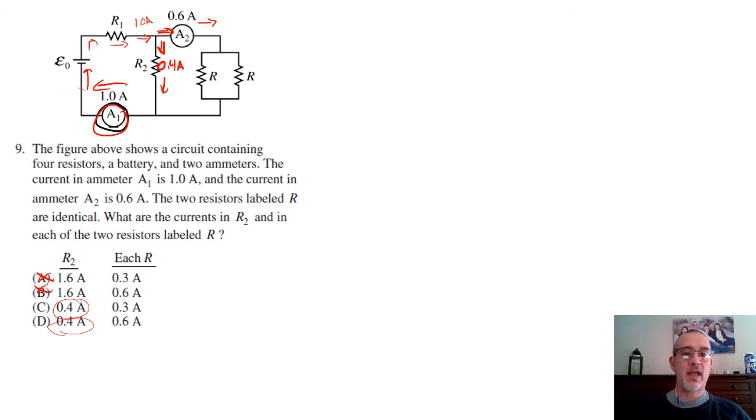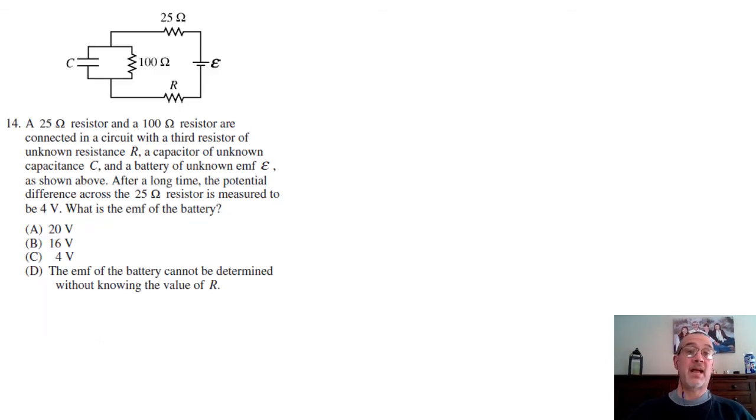So now we have to figure out what is the current in each of the resistors labeled R. Since those are equal resistances, the current is going to split equally along the two paths. So if 0.6 amps comes in, then I'm going to get 0.3 amps through each of those resistors. So that is going to be 0.3 amps, which gives me answer C as being my correct answer for this problem.